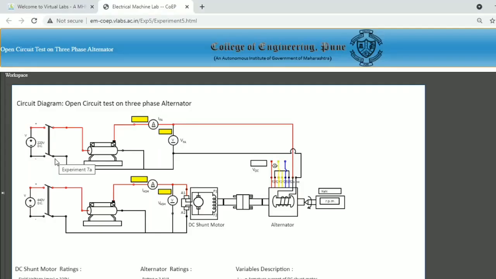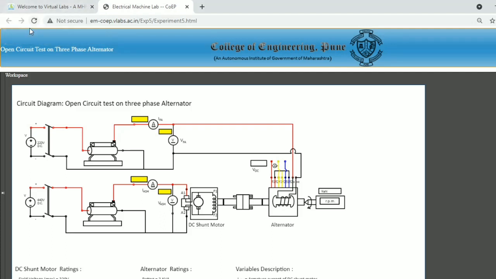So at first we will see the open circuit test, and this is the overall open circuit connection for the alternator. Normally this open circuit and short circuit test on an alternator is conducted to find the synchronous impedance for a large machine to predetermine the voltage regulation. Here, the alternator is run at rated synchronous speed and the armature stator terminals are kept open.